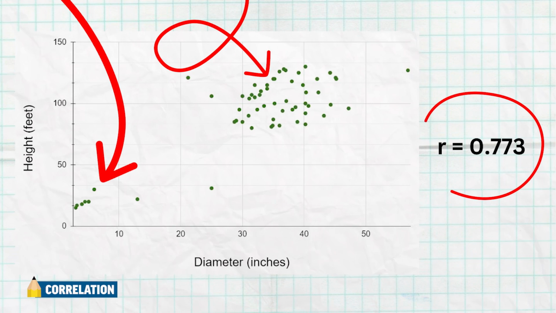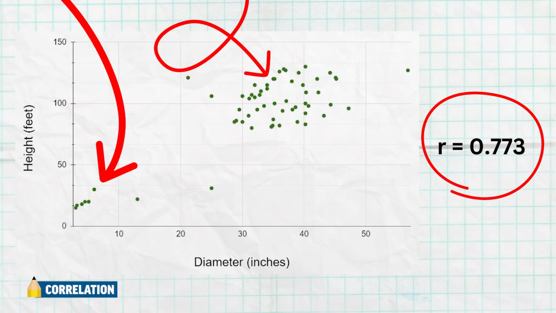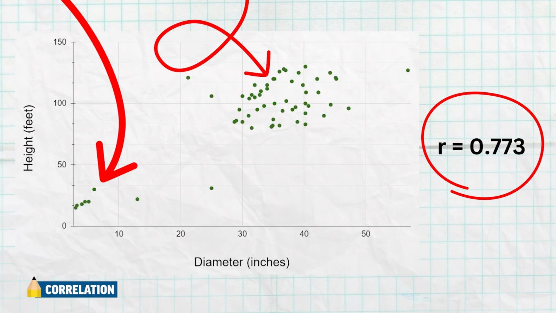And we see the correlation here is 0.773, which again is positive and pretty strong. It's not close to 1, like a 0.9, which would be very strong, but it's definitely somewhat strong.